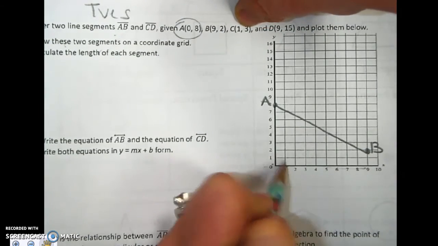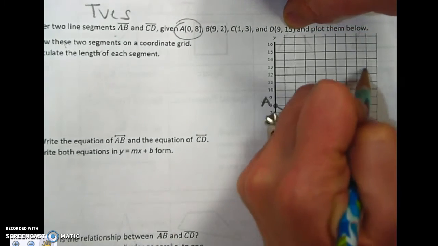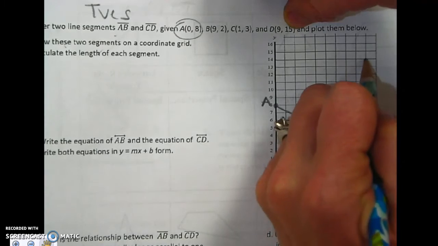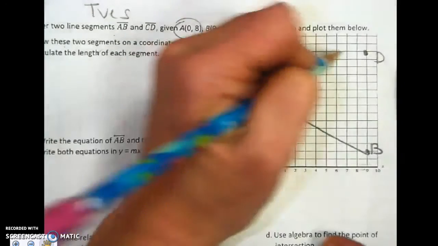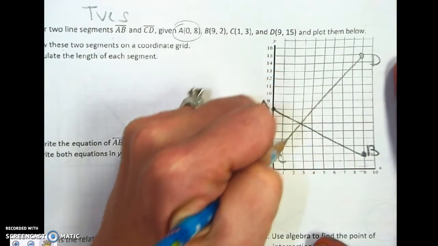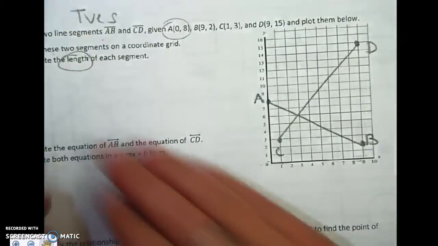C is 1, 3. And D is 9, 15. So this is C, and this is D. And then we draw a line segment CD. Okay. They want you to find the length of the segment.